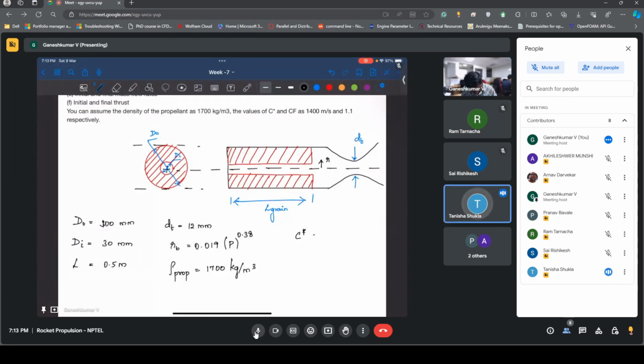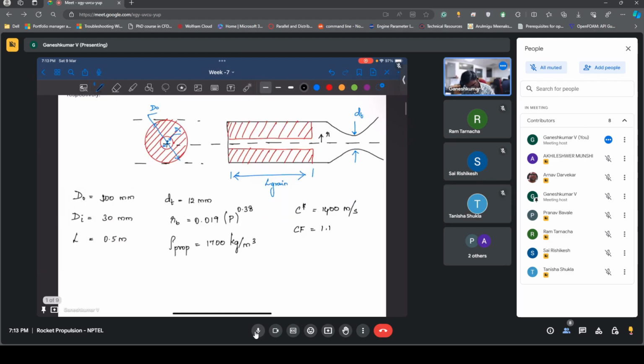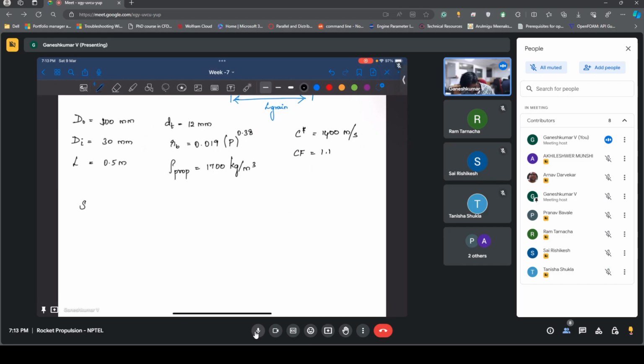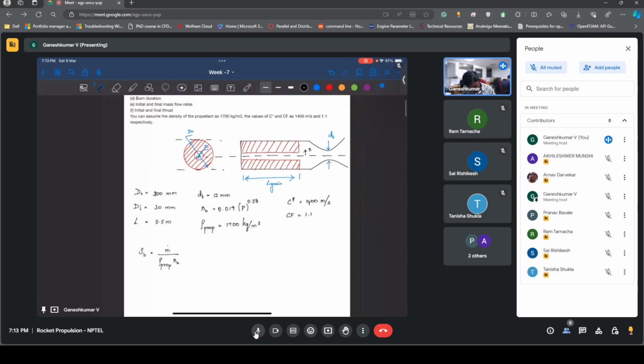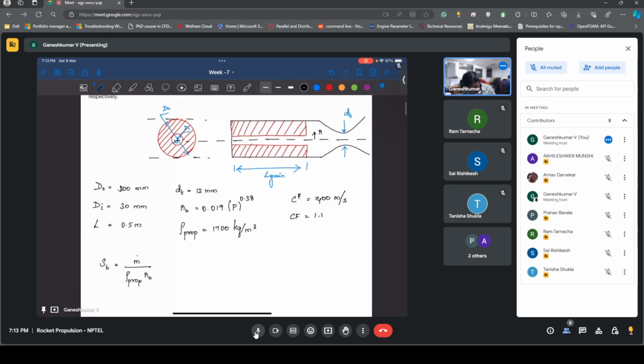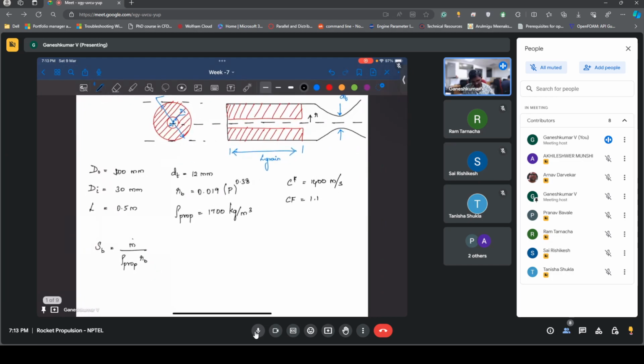Mass flow rate divided by burning rate into density of propellant. Okay, that is one way. Let's call the burning surface area SB. So mass flow rate divided by rho of propellant into burning rate. But this introduces a lot of complications, right? You don't know the mass flow rate. You only know the density of propellant. You know the burning rate of the propellant, but the burning rate depends upon the pressure, so you don't know the pressure also. So is it just 2 pi r l?